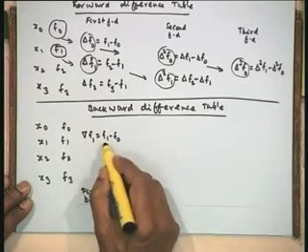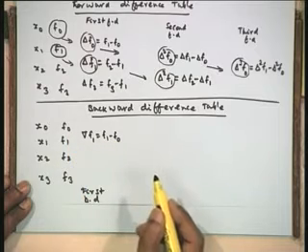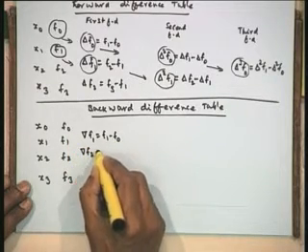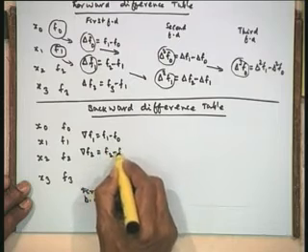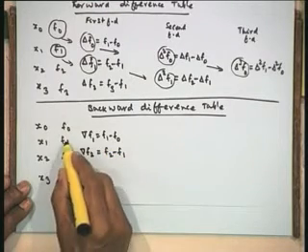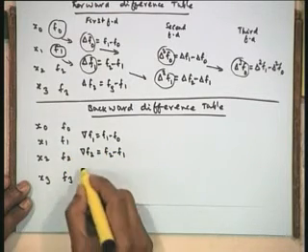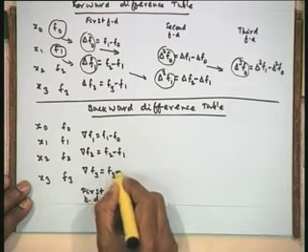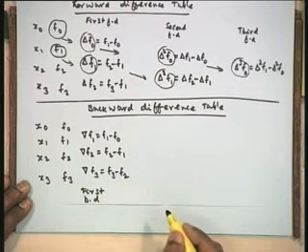Delta f 1 is f 1 minus f naught. Then delta f 2 is f 2 minus f 1. This is the backward difference f 2 minus f 1. This is delta f 3, f 3 minus f 2.